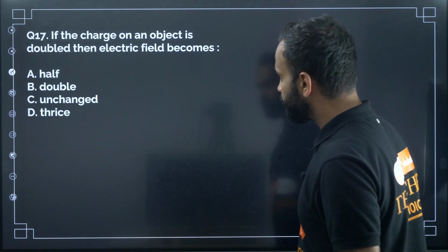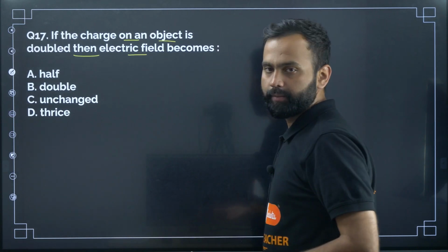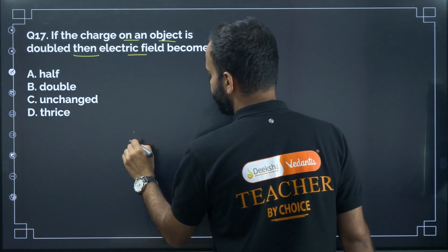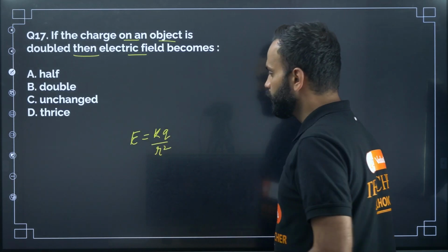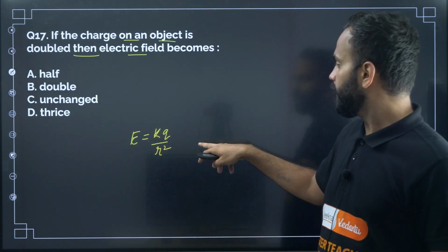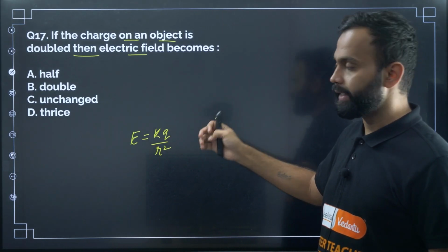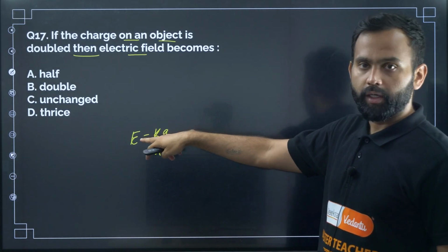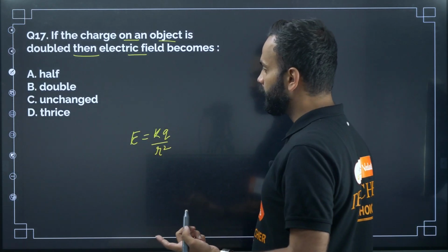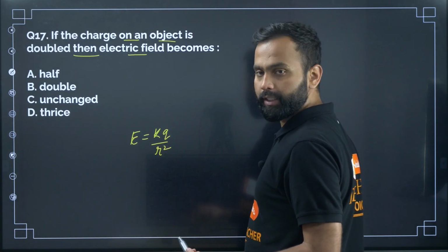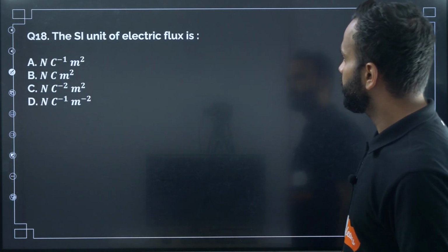Question number 17. If the charge on an object is doubled, then the electric field becomes, direct question, right? Electric field E is equal to K into Q divided by r square. Electric field depends on the charge on the object, right? So when you increase the charge, what happens? Electric field will also increase. So if you double the charge on the object, then the electric field will also be doubled. So the correct option is B. Next question, question number 18.